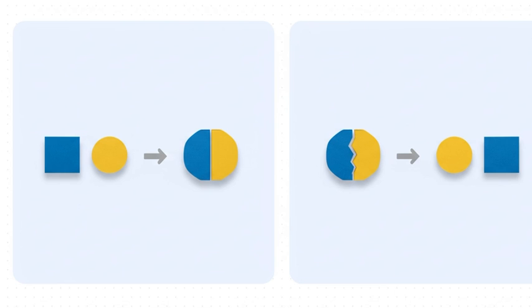Let's start with 2 reactions that are basically polar opposites. First, you have a combination reaction. That's where 2 or more simple things combine to form one single more complex thing. A plus B makes AB.